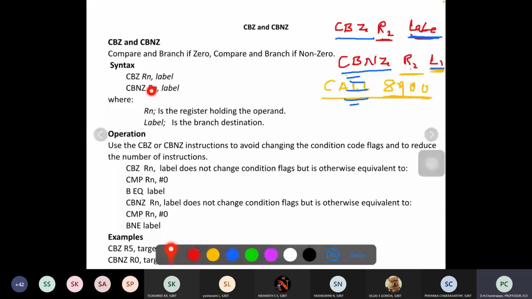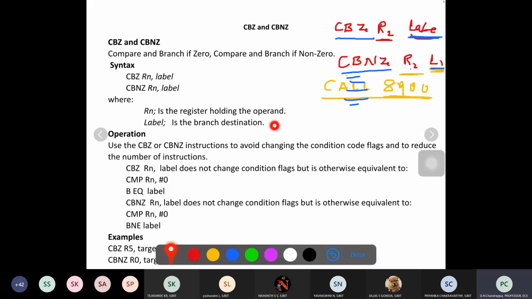Here Rn and label are clearly mentioned. Rn is the register holding the operand value. Label is the branch destination, where it will jump. So, to label, to which location? The location to be specified. That is what is called the branch destination.